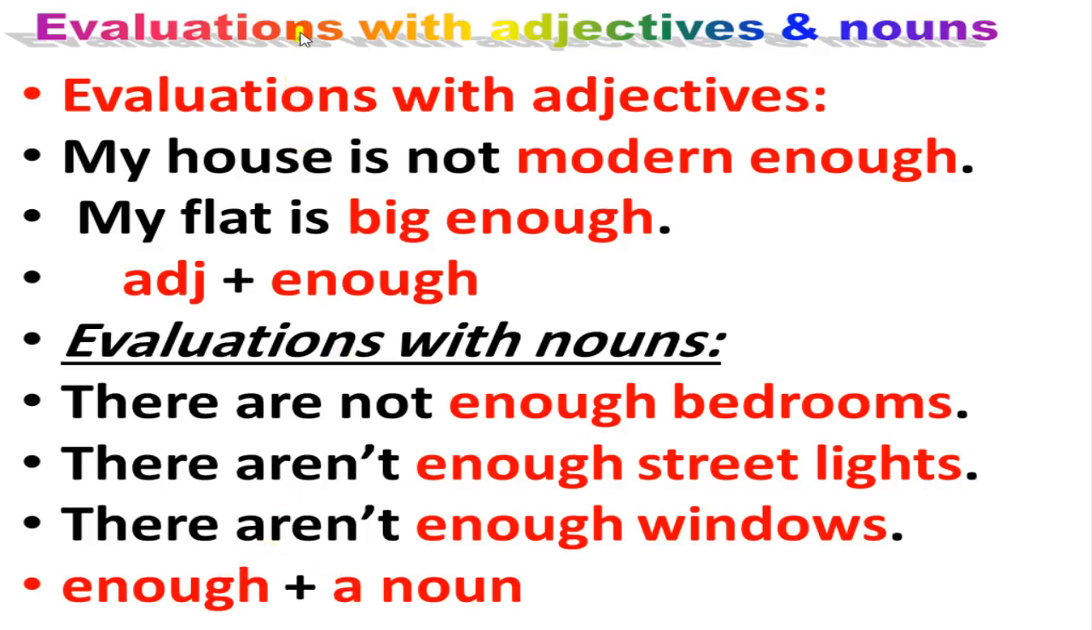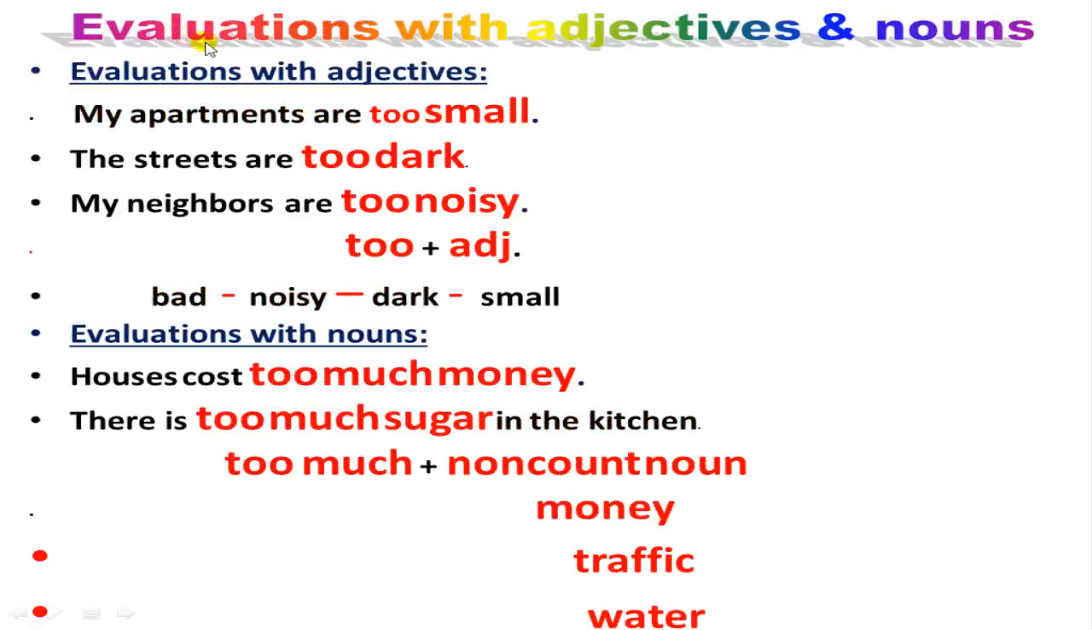Evaluations with adjectives and nouns. Again, if I want to evaluate or describe something with adjectives or nouns, we use enough: adjective before enough, a noun after enough. So see here, big enough, adjective plus enough. Enough windows, enough plus noun, noun after enough.